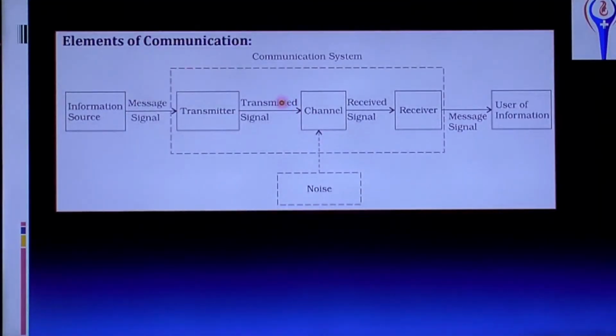Elements of communication: information source, message or signal in the form of a message, and the communication system. The transmitter transmits the signal. In the channel, noise and filtering or modulation will take place. Then the receiver receives the signal, and the user gets the information.